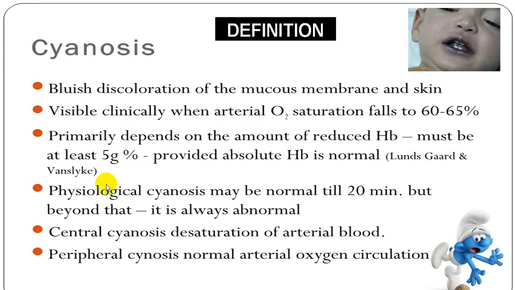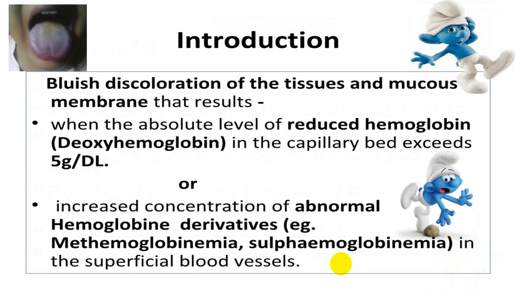Cyanosis can be physiological and may be normal for about 20 minutes. But if it remains for more than that, it is always abnormal. And we basically divide it into two groups: central cyanosis, which is because of desaturation of arterial blood, while in peripheral cyanosis there is a normal arterial oxygenation, but because of decreased blood flow, more oxygen is utilized, and at the periphery you get cyanosis, and that is described as peripheral cyanosis.